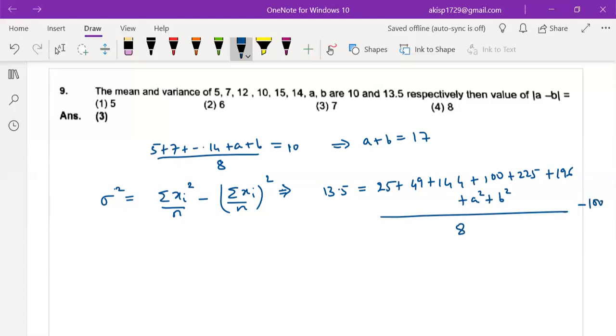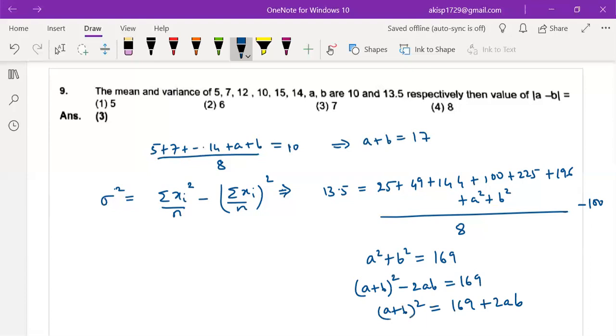So if you see this, this expression again involves an a square plus b square. This simplifies to a square plus b square as 169. Now we have two expressions in a and b, and we want the value of a minus b. We want a minus b. But if a square plus b square is given, means I know what is a plus b whole square. This is same as a square plus b square minus 2ab. This is 169. So a plus b whole square from here can be said as 169 plus 2ab. This is a plus b whole square, right?